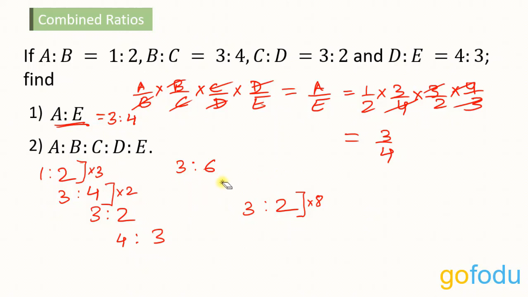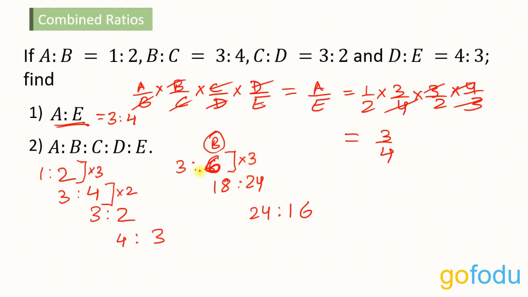6 is to 8 will now become 18 is to 24, and 3 is to 2 when multiplied with 8 will now become 24 is to 16. So now the C part is the same and these two ratios could be easily clubbed together. But again the B part has changed now. In the first ratio it was 6. In the second ratio it has become 18 now. So to make this 6 as 18, I'll multiply this ratio throughout by 3.